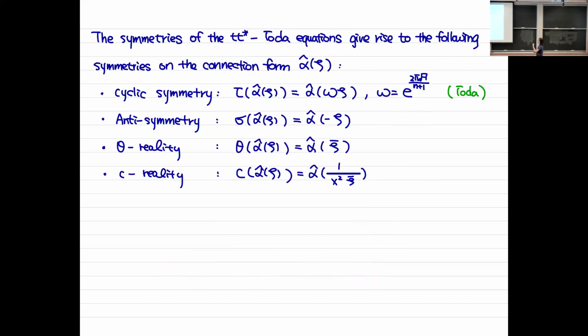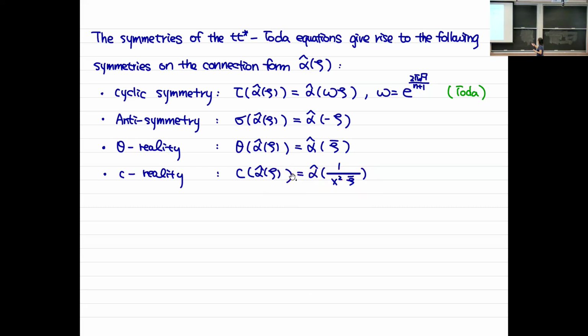And then the symmetry that we saw on the first page of section 3 will give you symmetry on the connection forms. So these are the connection forms that you have. You have the cyclic symmetry, which comes from Toda. And you have the anti-symmetry, theta reality, and C reality. For C reality, you can see that this zeta will relate information from 0 to infinity.